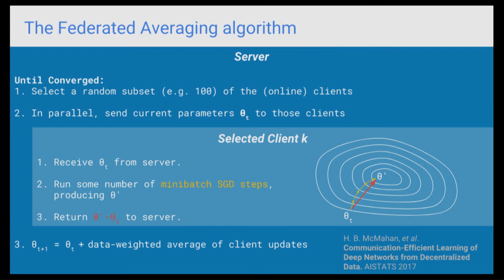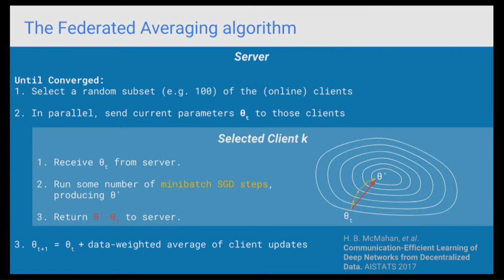The server is going to select a random subset, say 100 devices, to participate in the training. In parallel, each of those devices downloads the current model parameters. And then locally, each client is going to run stochastic gradient descent over their local data to compute the update. If we were just going to run stochastic gradient descent, each client would compute one gradient and send that back to the server. But instead, what we're going to do is take multiple local steps of stochastic gradient descent to hopefully compute a better update.